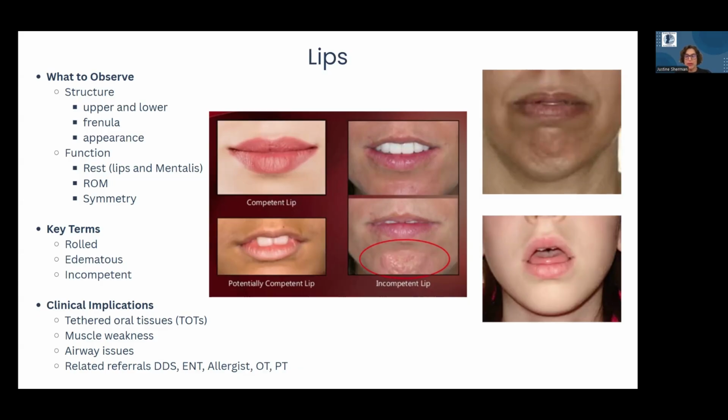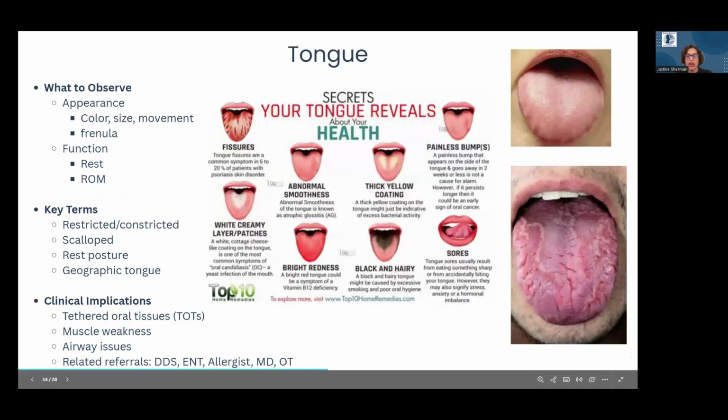So referrals, we may look for OT if there's just overall low tone or motor planning, PT when posture contributes to this, ENT or a dental specialist for the functionality of the restrictive frenulum, and then a feeding specialist if the oral intake is impacted. And then we're moving on to tongue.